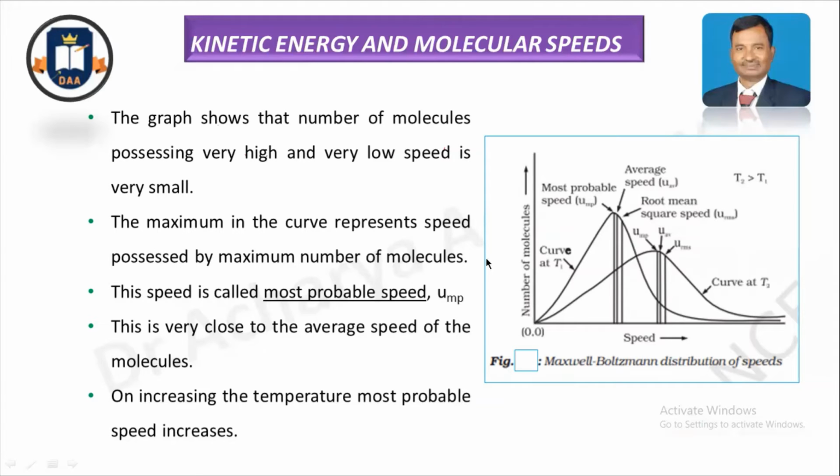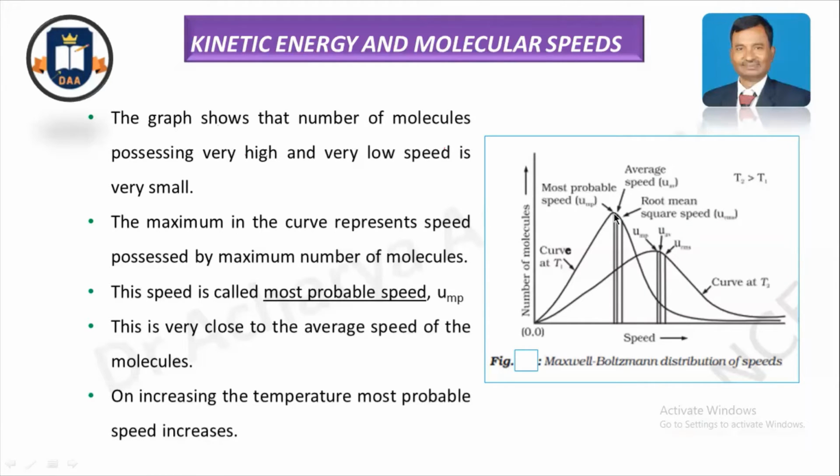So this is the maximum point. If you consider this curve, the maximum in the curve represents the speed having the maximum number of molecules. It is called the most probable speed, which is denoted by U subscript MP. MP means most probable.